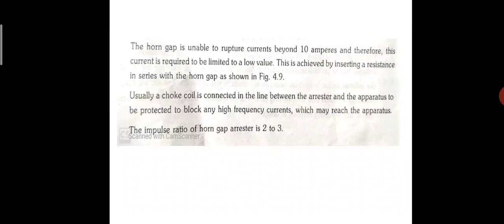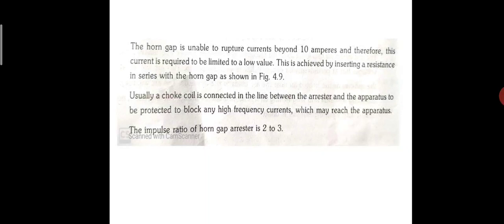The iron gap is unable to rupture currents above 10 amperes, and therefore this current is required to be limited to a low value. This is achieved by inserting a resistance in series with the iron gap. See the diagram. So the resistance is connected in series with the iron gap.